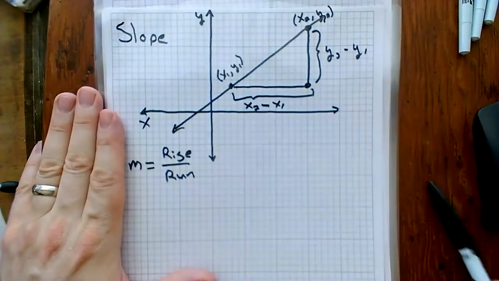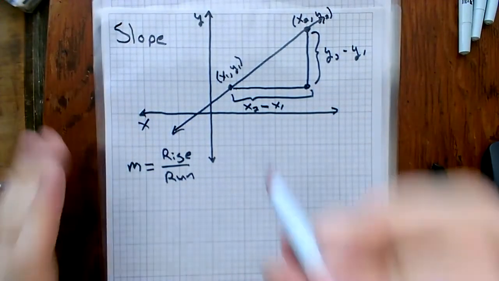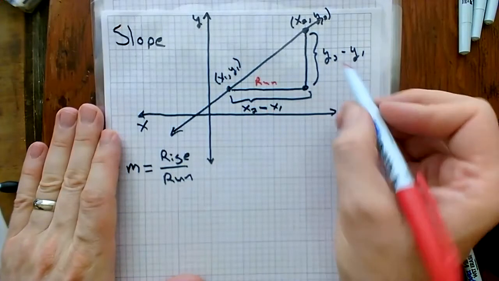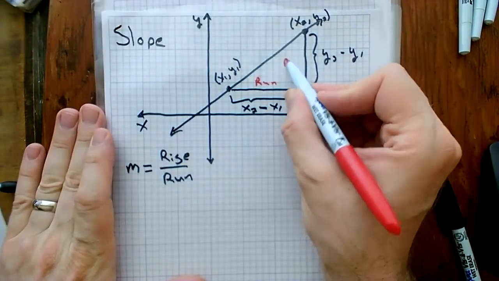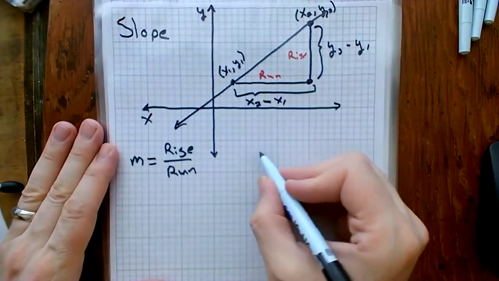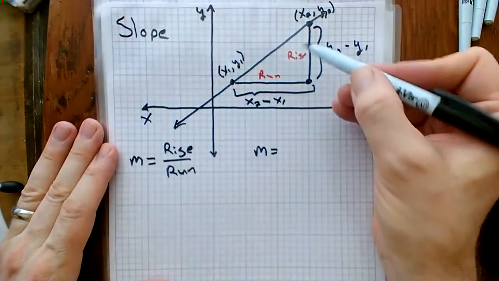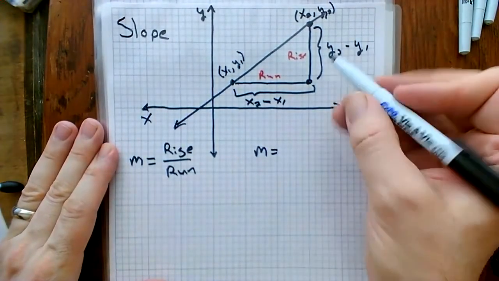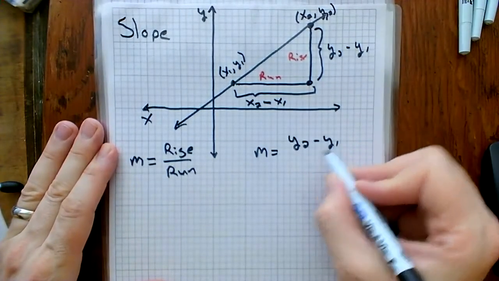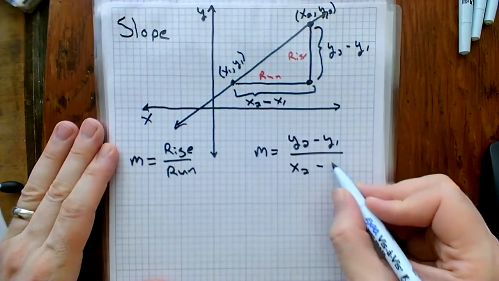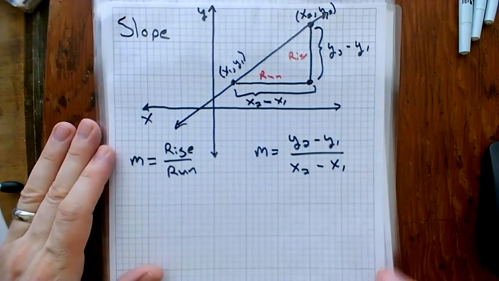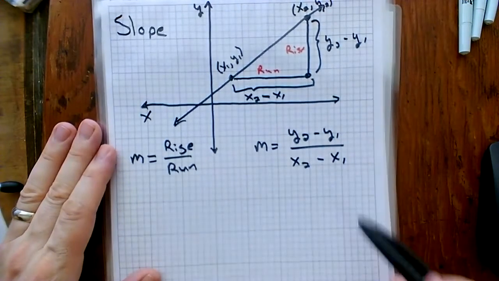And now if we take a look at this, hey, I've got a line. This horizontal distance is the run. The vertical distance is the rise. So when I take a look at the slope of the line, when I say it's rise over run, if I'm just looking at the points, it's going to be y2 minus y1 over x2 minus x1. And that's a kind of cool way of looking at what a slope is.